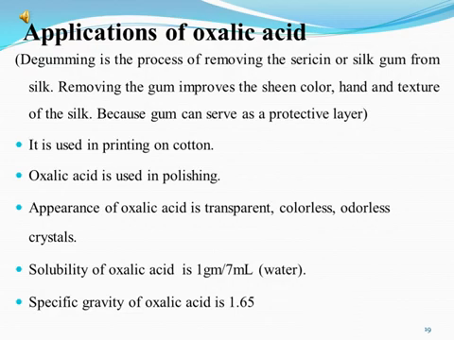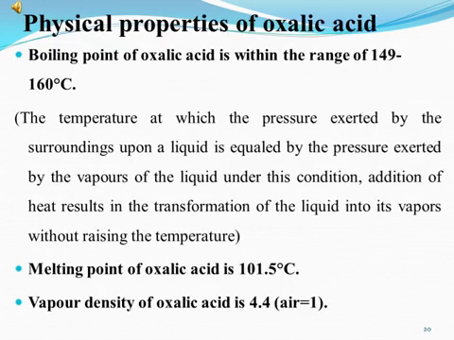The appearance of oxalic acid is transparent, colorless, odorless crystals. The solubility of oxalic acid is 1 gram per 7 ml of water. The specific gravity of oxalic acid is 1.65. The boiling point of oxalic acid is within the range of 149 to 160 degrees Celsius.